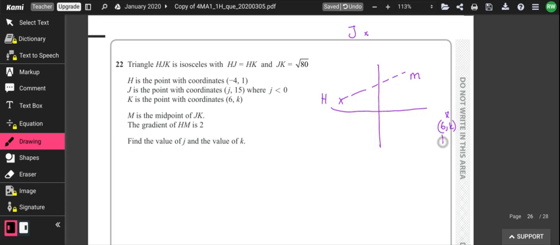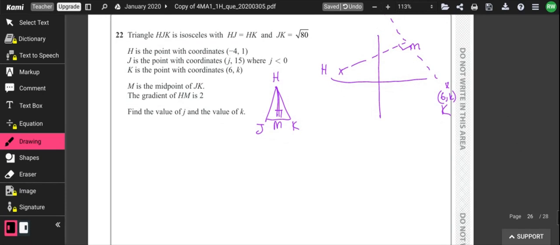That's K. So these come down here at right angles to each other, because if we imagine we have an isosceles triangle like that, H, M, J, and K, like that, this is coming down at right angles. So we're trying to use the coordinate geometry to work out what's going on.